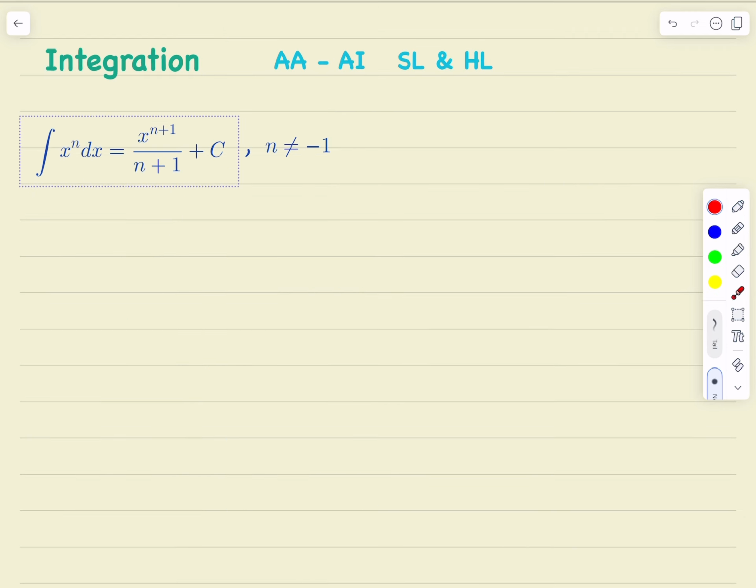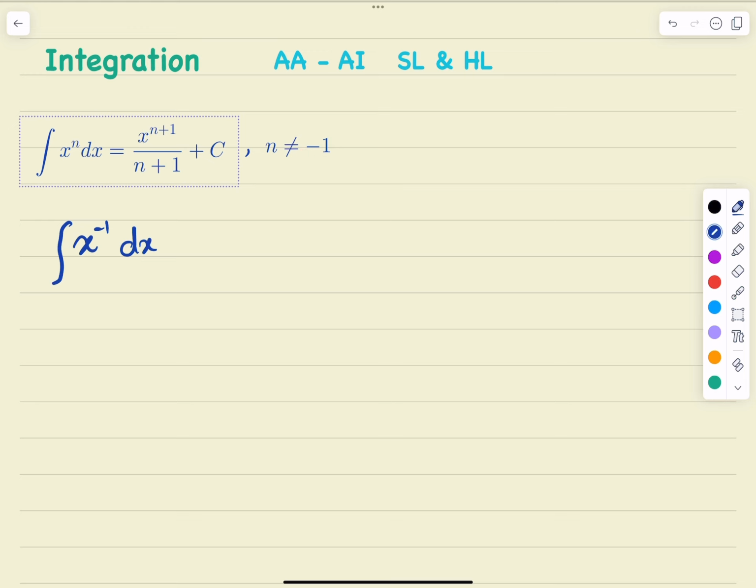Now here we will have an important note on this formula. As we said, n cannot be -1. So what happens when n is -1? Here, if you replace this n by -1, it will be like this, x to the power of -1 dx. In this case, we don't integrate it following this rule here, because this rule is only for when n is not equal to -1.